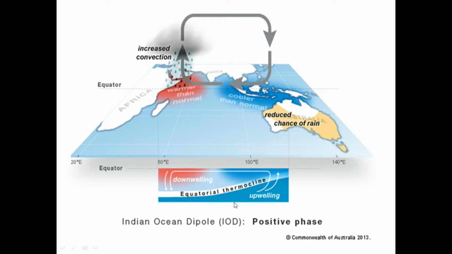Now, I included this one here because it's showing what the equatorial thermocline / pycnocline is doing. Okay, and so this is the positive phase. We have warmer water here, cooler water here. Okay, here's the convection cell going this way. Reduce rainfall, right? Well, the warmer water is creating a downwelling here, so it pushes the pycnocline down, but with the upwelling, it pushes the pycnocline up. Now, upwelling will bring nutrients to any potential biological productivity.